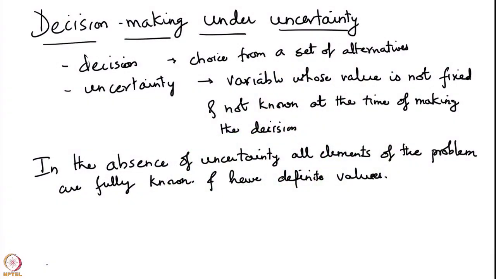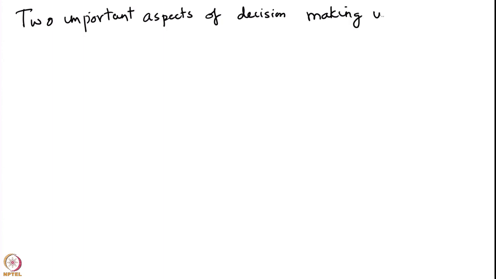So these are the two key elements of a decision making problem under uncertainty. Whenever there is uncertainty involved in a problem, it results in two kinds of phenomena, or two kinds of issues or aspects, that one has to consider. Two important aspects of decision making under uncertainty. The first aspect is that there is an element of what we call risk.